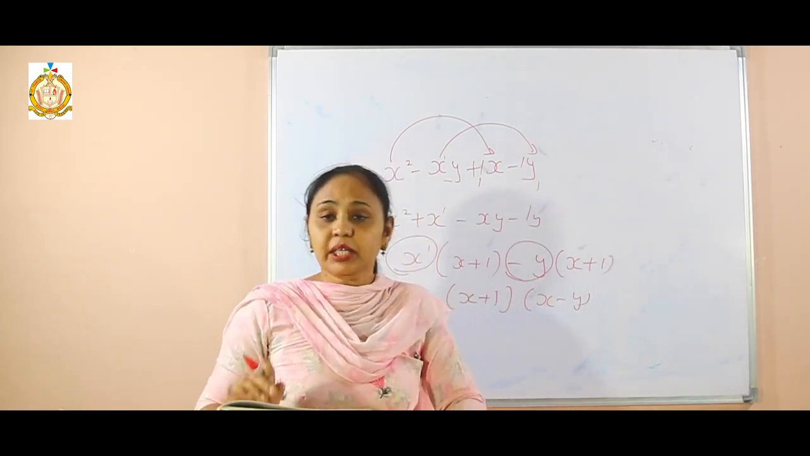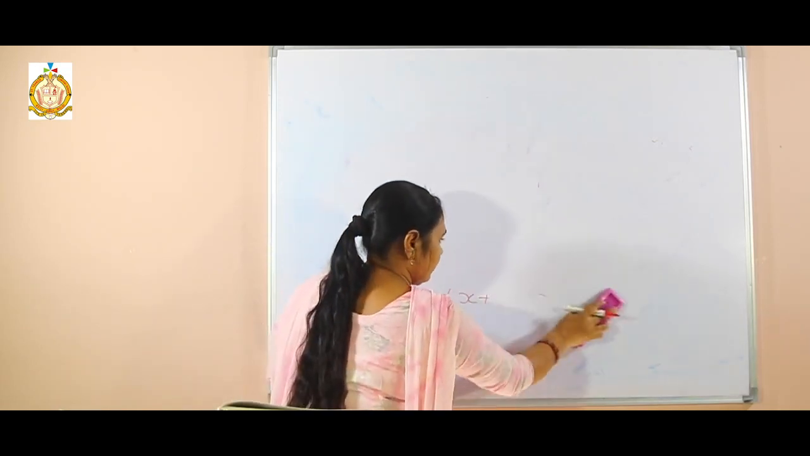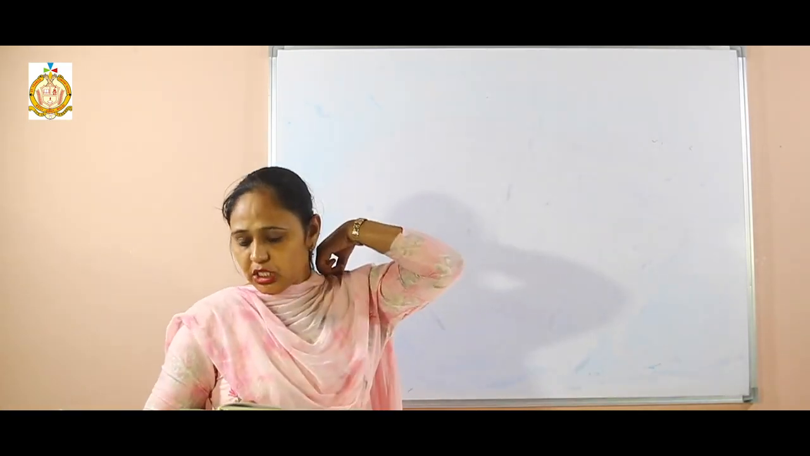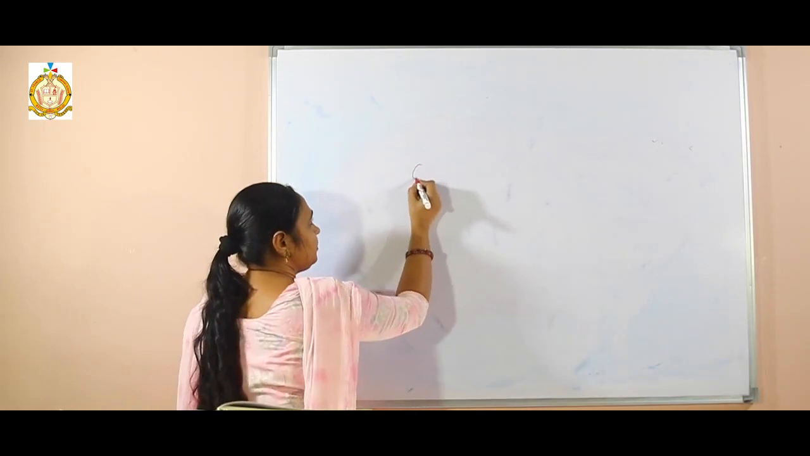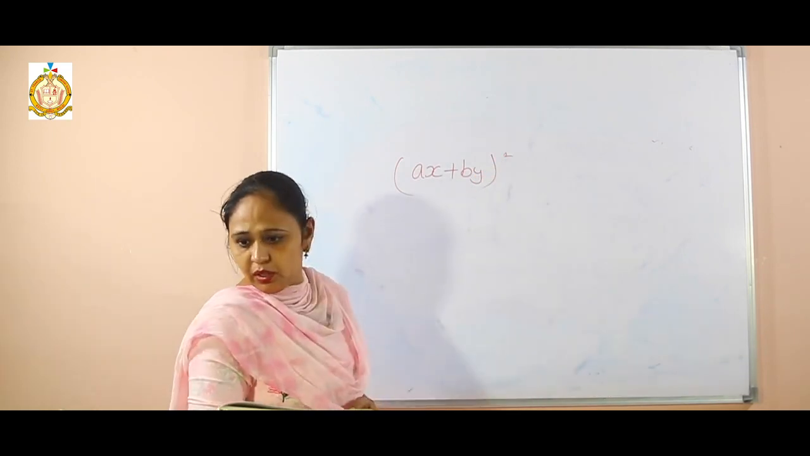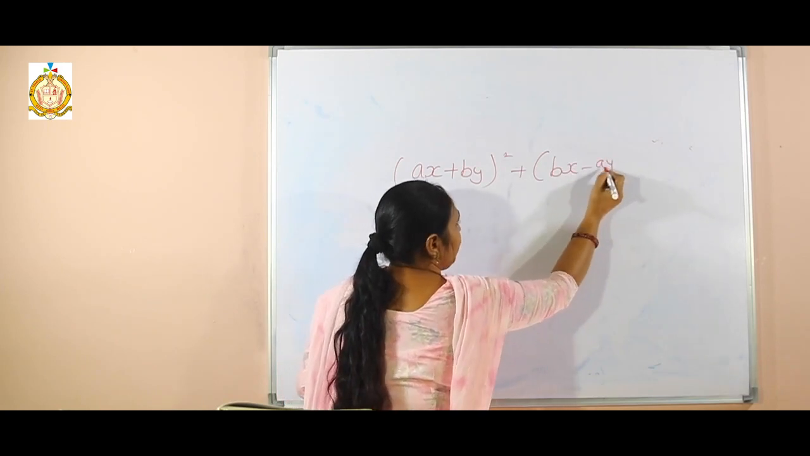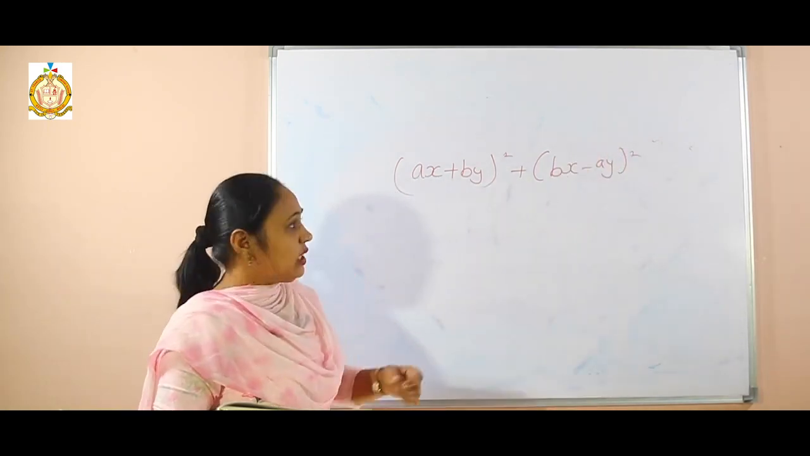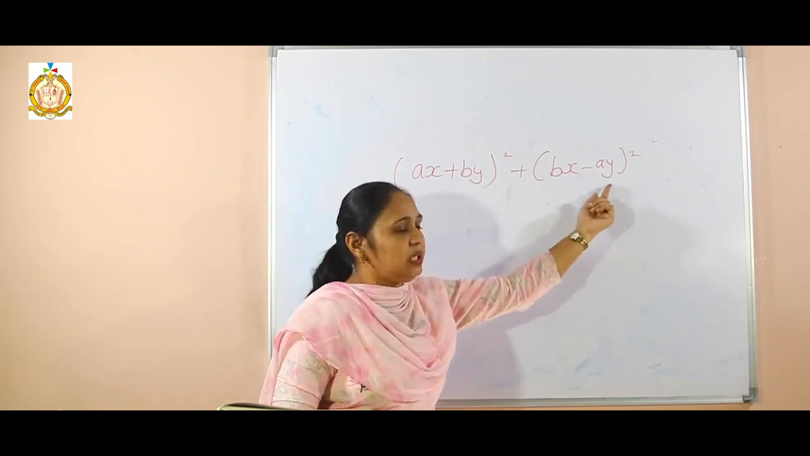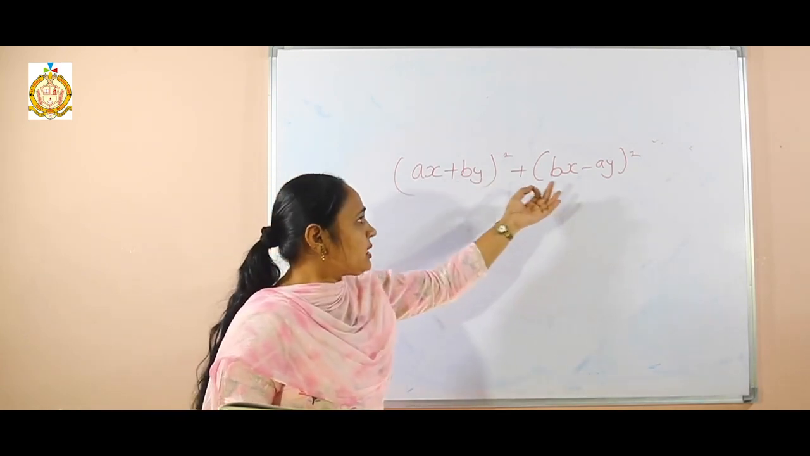Now there is something different in this sum. In sum number 14, the value given is ax plus by, whole square, then plus bx minus ay, whole square. Now you can see a with x, here b with x, b with y, here a with y. Then what? Nothing is common. No bracket is same. Here is plus, here is minus.